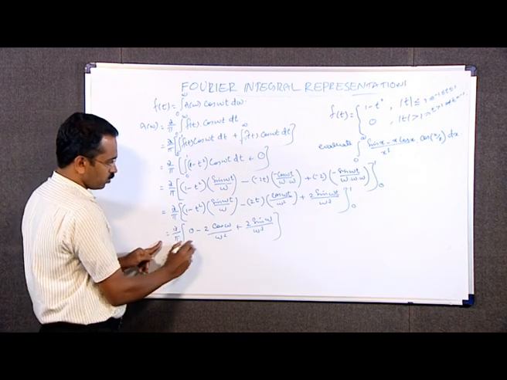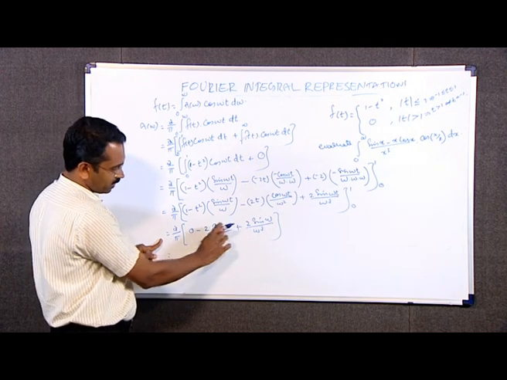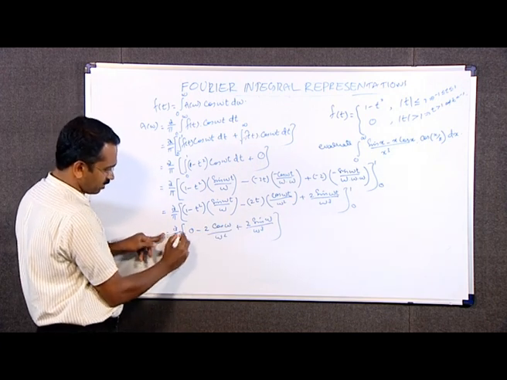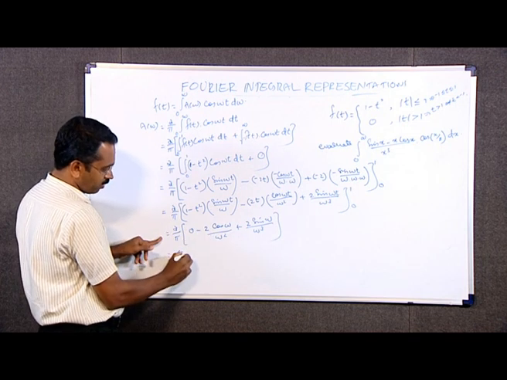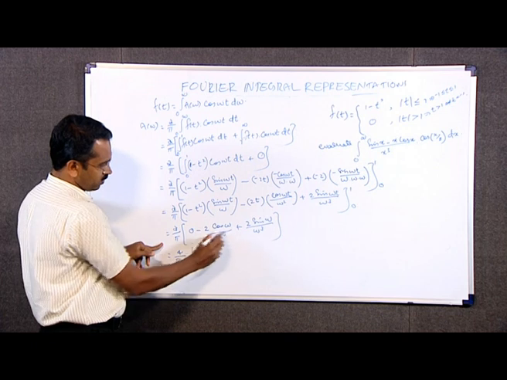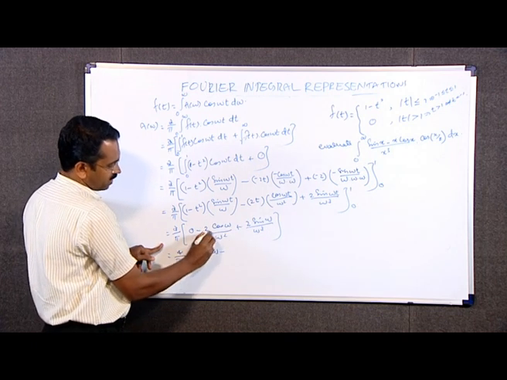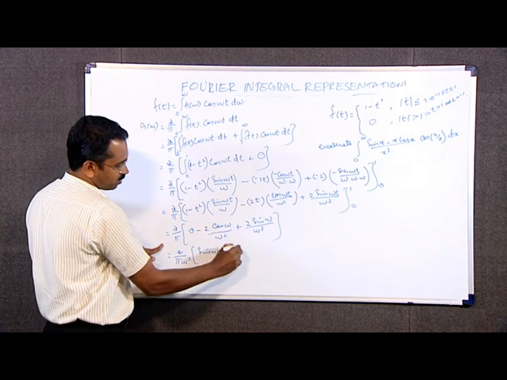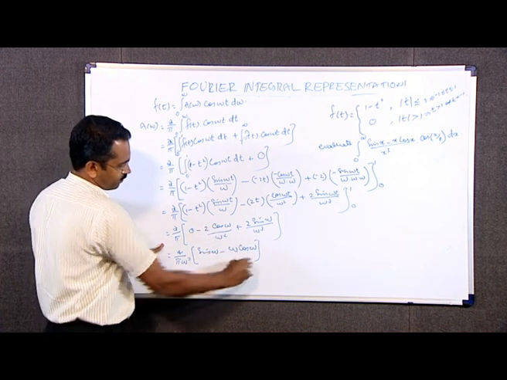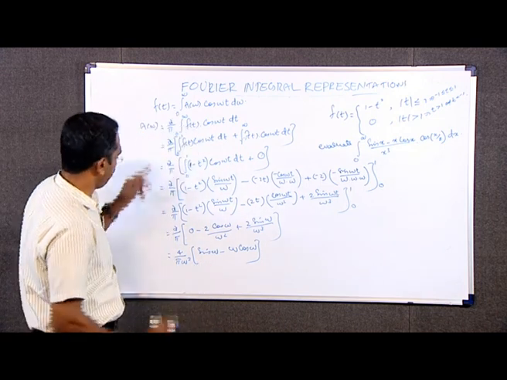Therefore, this is equal to 2 by omega square, omega cube can be taken outside. Therefore, this will become 4 by pi into omega cube, here sin omega minus omega cos omega. This is the value of a omega.